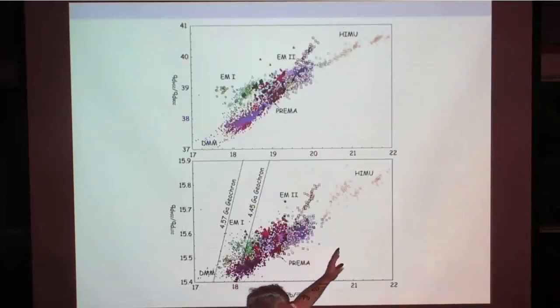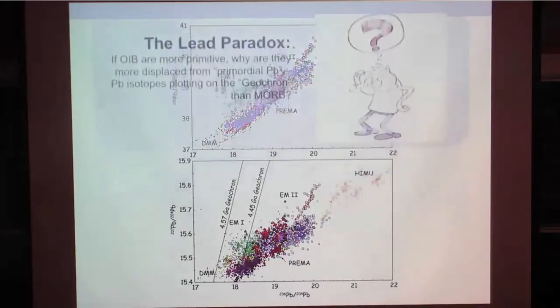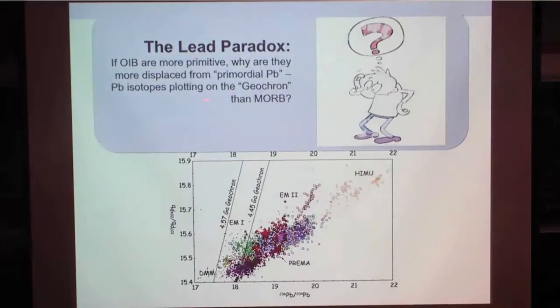Anyway, oceanic island basalts are more similar to what we think primitive mantle bulk silicate Earth is in strontium neodymium space. We look at the lead isotope ratios, they're displaced from any plausible, they have higher, the direction's the opposite. They move away from any kind of bulk silicate Earth. And this is part of what we sometimes call the lead paradox. If OIB are more primitive, why are they more displaced from primordial lead than mid-ocean ridge basalts, which are down here? Anyway, the other point is that we can still see things separate out into these groups this way.